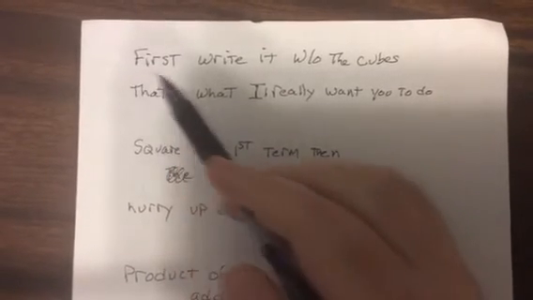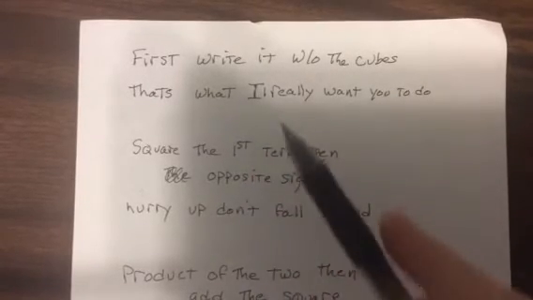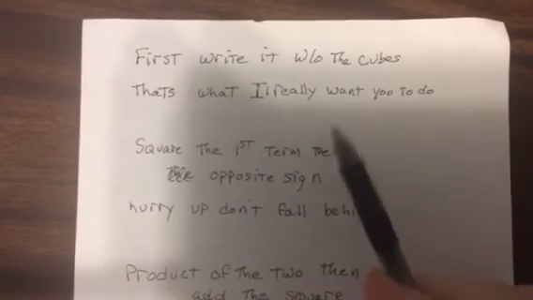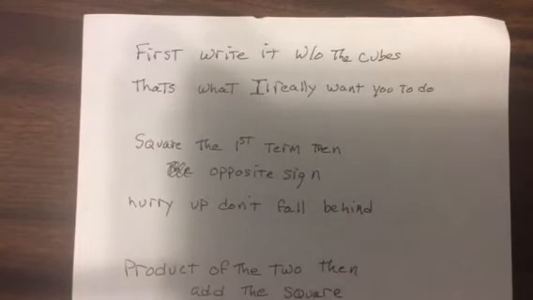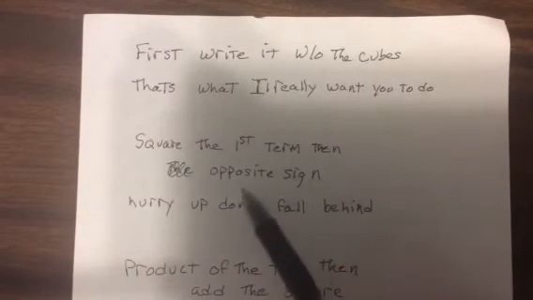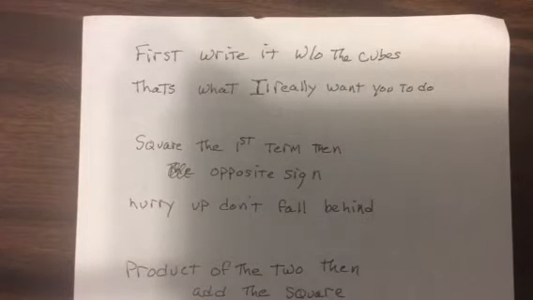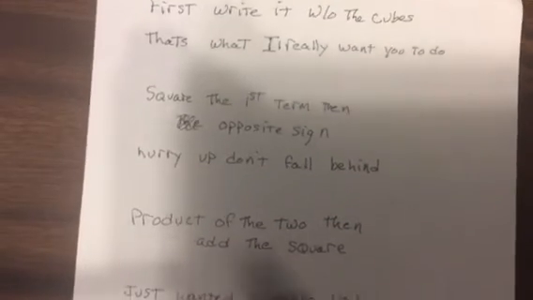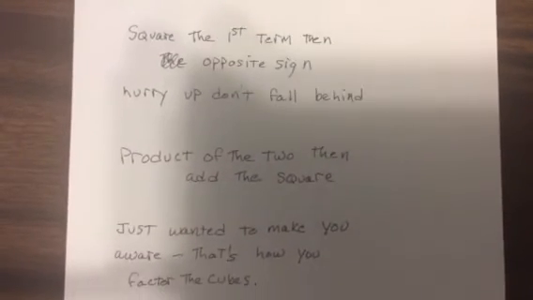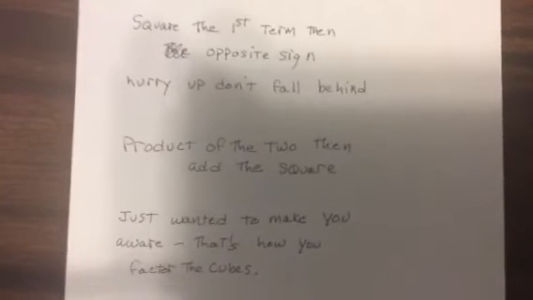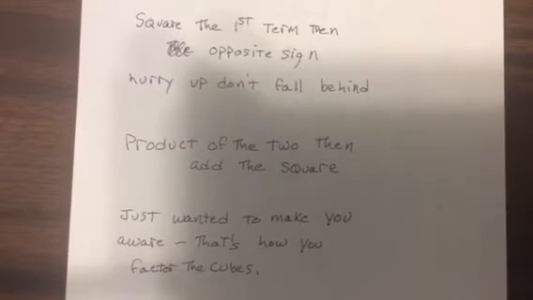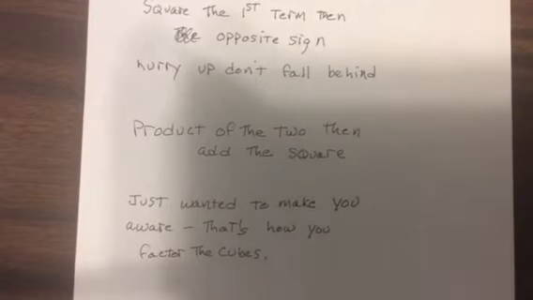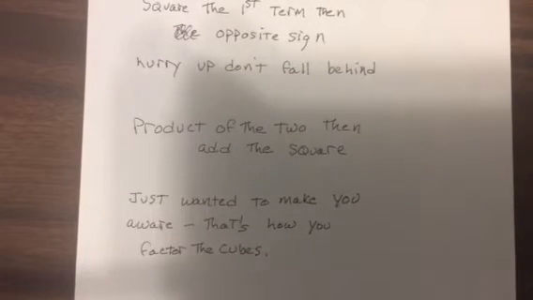So here we go. First, write it without the cubes. That's what I really want you to do. Square the first term, then opposite sign. Now hurry up, don't fall behind. Product of the two, then add the square. Just wanted to make you aware. That's how you factor the cubes, whether you're home or in the school.